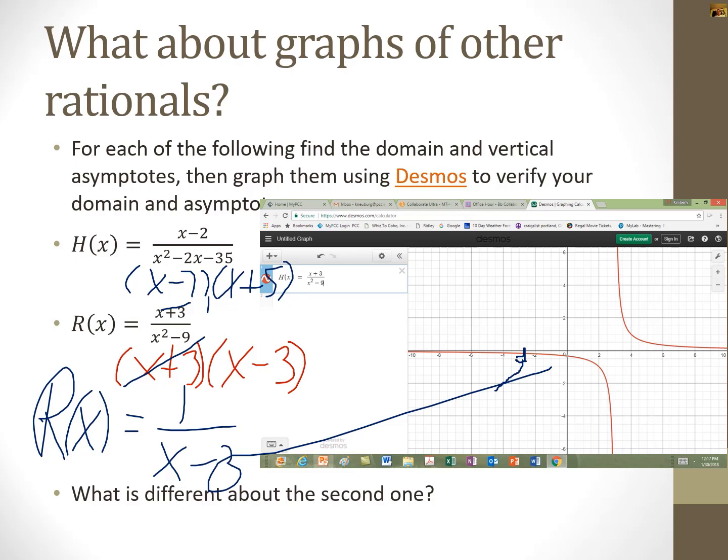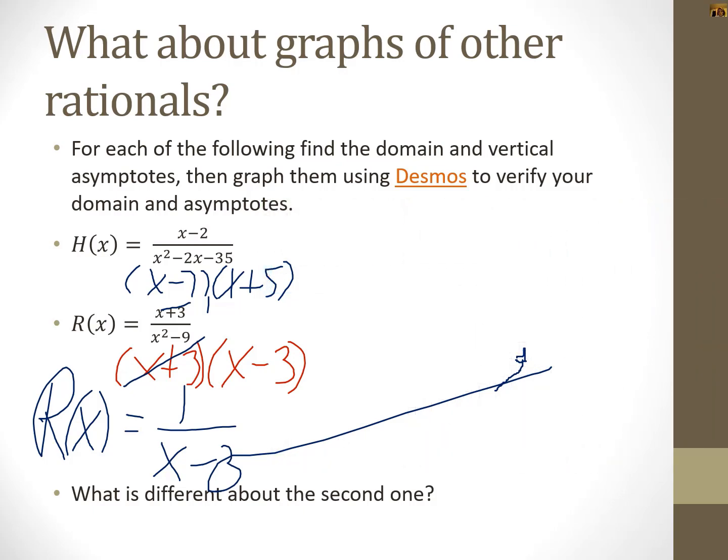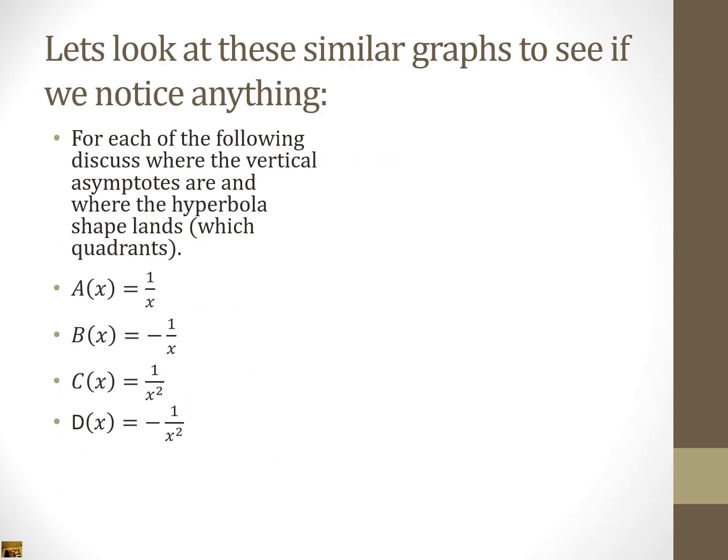So your vertical asymptotes you're going to find by taking the denominator of the fractions and setting them equal to 0 and seeing what is not okay to be plugged in. Now, let's take a look at some general forms of some basic graphs and see if we can figure out some interesting things for our graphs.